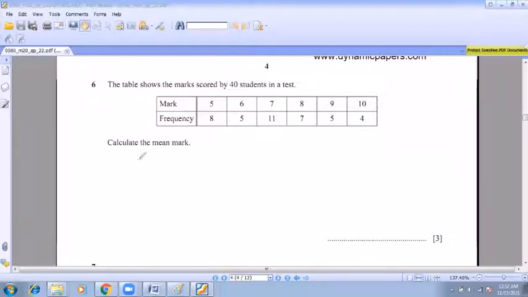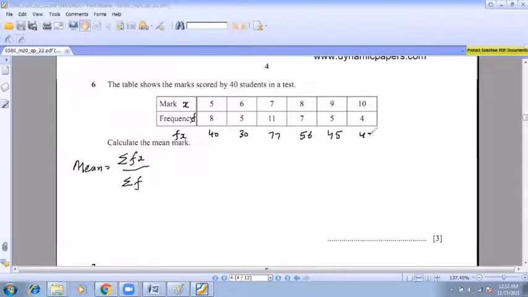For grouped data we have the formula: mean is equal to summation fx divided by summation, or sigma, f. So this summation means sum. We need fx here, this is x, this is f, so we are looking for what the fx product is. So 5 multiply 8 gives me 40. 6 multiply 5, 30. This is 77 and 56, 45, and 10 multiply 4, 40.